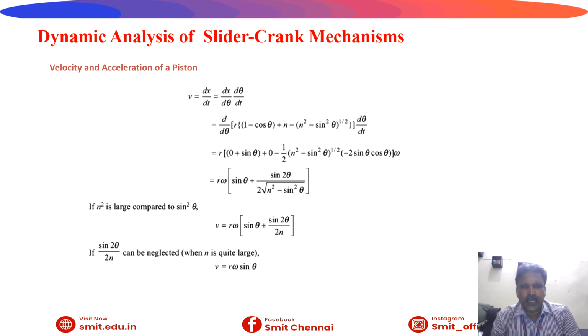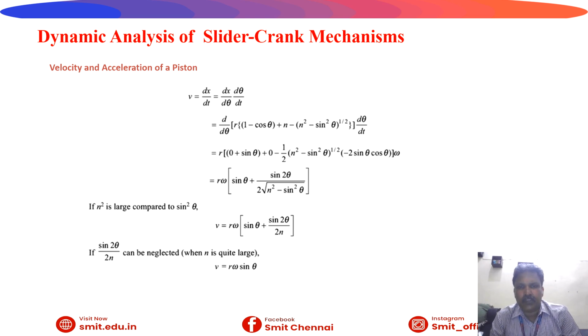Then it is followed by again the velocity and acceleration of the piston. What is the velocity? Whenever the piston is moving, automatically there will be some velocity and acceleration of the particular piston. So v equal to dx by dt. We can write, for our simplicity, dividing and multiplying by d theta. Then based on the substitution, we can write like this.